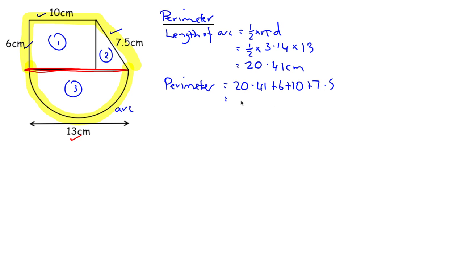Add them all up. That's 20.41 plus 16 and 7 is 23.5. And I can add them together to get 43.91 centimetres. Well, there's 4 significant figures. That would be okay. It's not the end of the world if you leave it like that. I'm going to round down to 43.9 centimetres to 3 significant figures. Okay, for the perimeter. Let's have a look at the area.